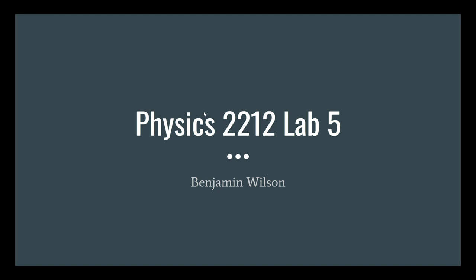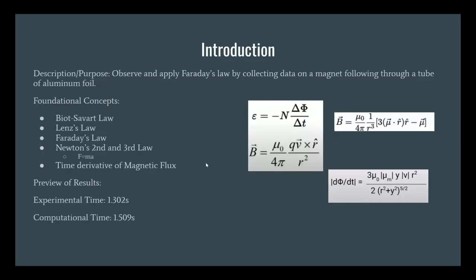This is my video lab report for Physics 2212 Lab 5. As an introduction, the purpose of this lab is to observe and apply Faraday's law by collecting data on a magnet falling through a tube of aluminum foil. Some of the foundational concepts relevant to this lab can be seen listed below.